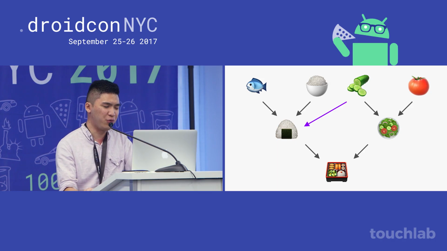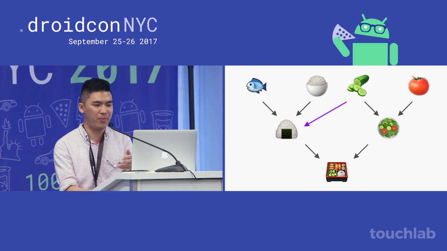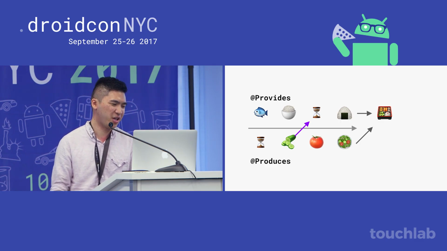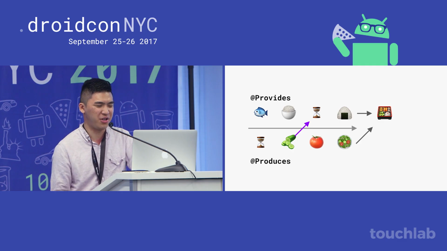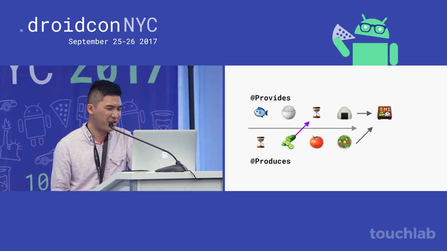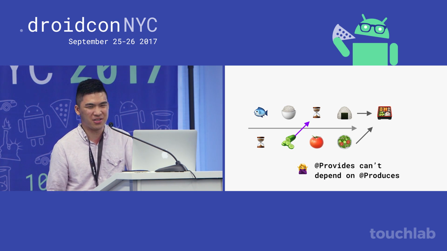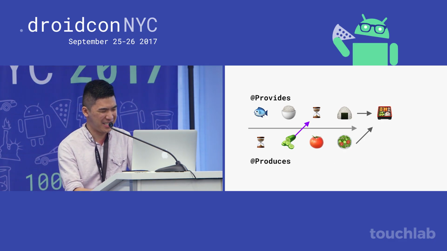So what do you do if you need to cross that boundary? You have something that you need from the background thread, right? So this cucumber needs to make its way to the main thread before the rice ball can be created. Well, the thing is, provides can't depend on produces, and that's one of the big constraints of Dagger Producers.